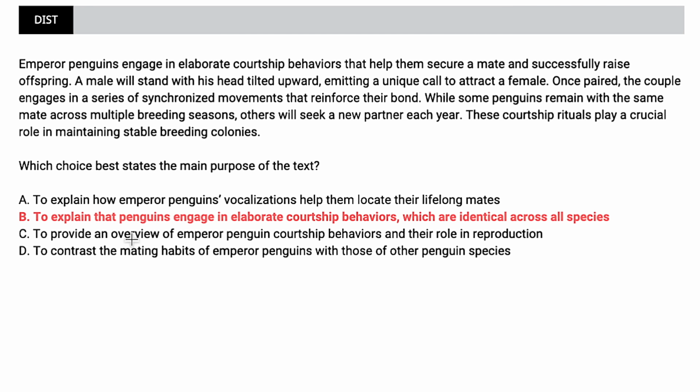It says, the main purpose of the text is to explain that penguins engage in elaborate courtship behaviors. This sounds so good because, oh my gosh, we have word for word exactly what we're looking for, right? Yay, we found the right answer. But don't get too excited. Because after that, we have "which are identical across all species." And if we look at the text, this is not explicitly stated anywhere.